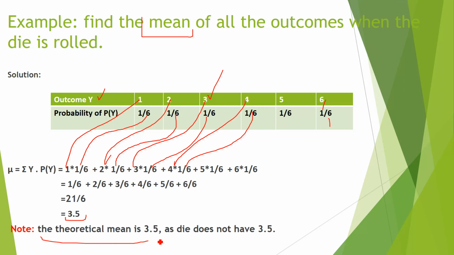Note that this is the theoretical mean, as a die does not have 3.5. A die has 1, 2, 3, 4, 5, 6. It does not have 3.5. So it is the theoretical mean, right? So in this lesson, you have learned how to calculate the mean of the probability distribution.